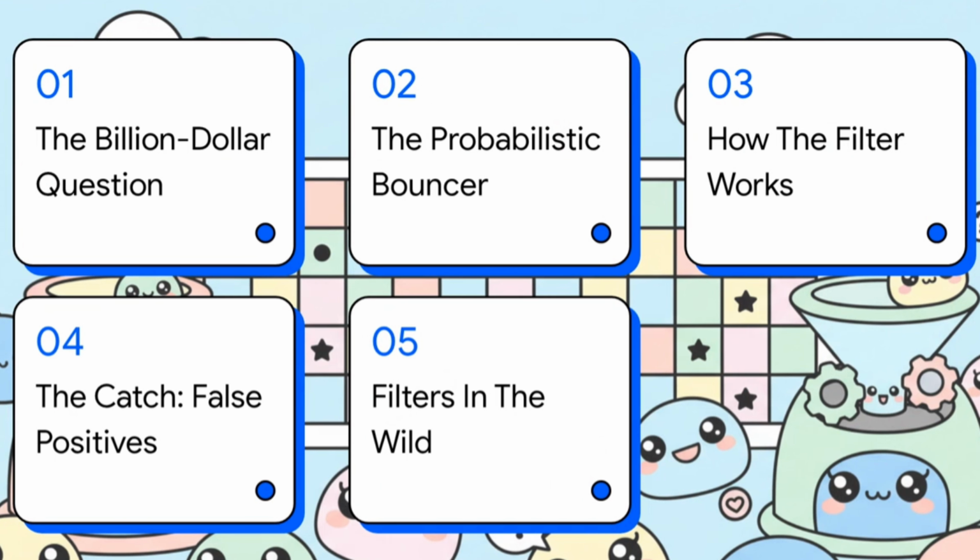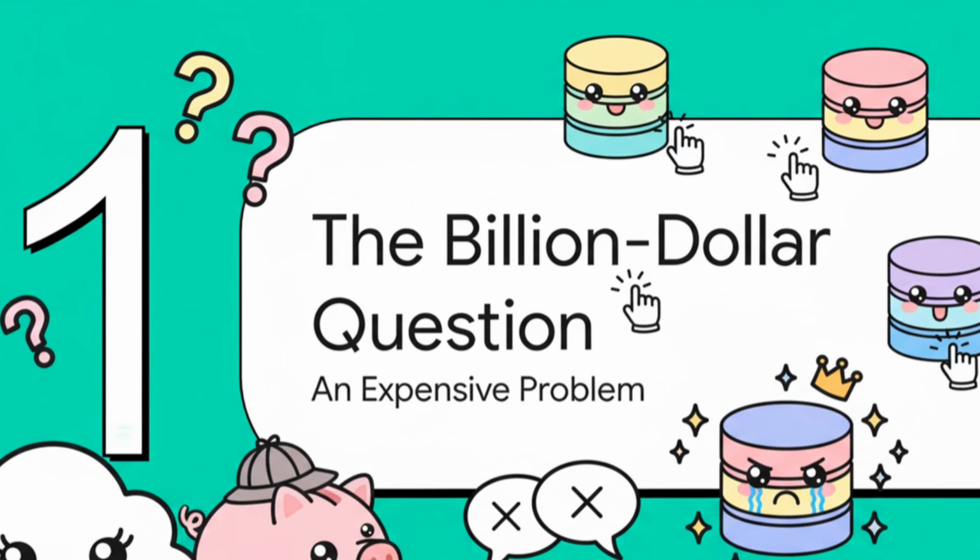All right, here's the game plan. We're going to start with a really expensive billion-dollar kind of question. Then meet our hero, the probabilistic bouncer. We'll break down exactly how the filter works, uncover the one little catch, the whole false positive thing, and then we'll go looking for these filters out in the wild. Okay, first up, the billion-dollar question.